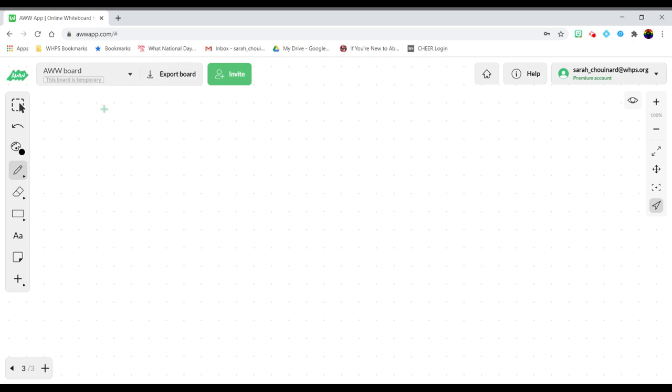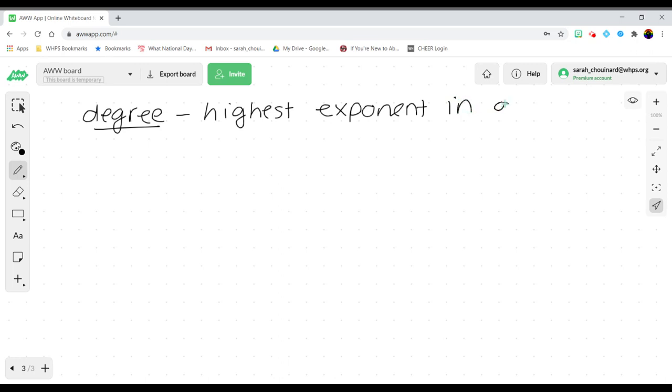Three more terms that I want to talk about. The first vocab term that I want to talk about is degree. So the degree is the highest exponent in a polynomial.